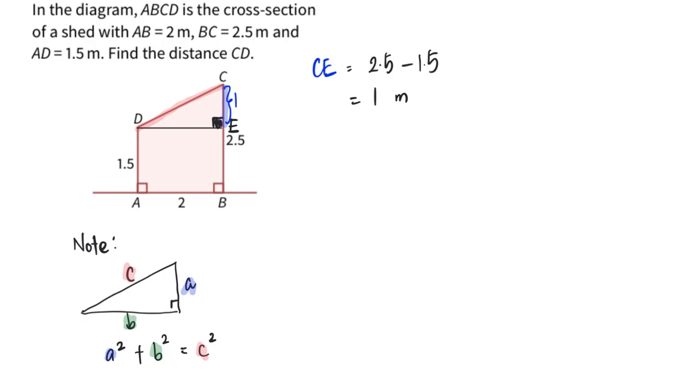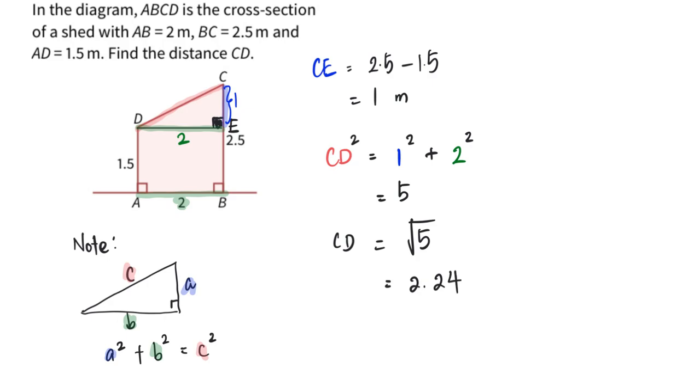And because I already know this length, AB is 2, so DE is also 2. So I will be able to get my CD square pretty straightforwardly by again applying Pythagoras theorem. So I will have 1 square plus 2 square, and this will be equal to 5. So my CD is square root 5, which will be 2.24 meter to 3SF.